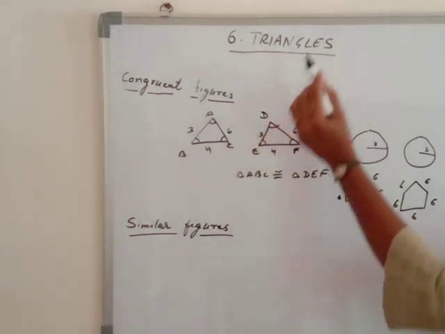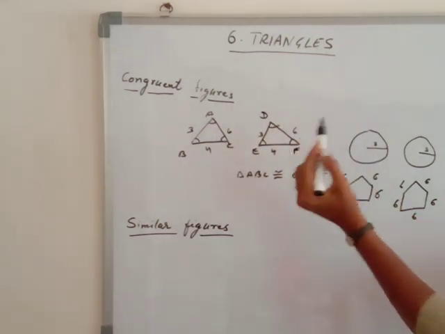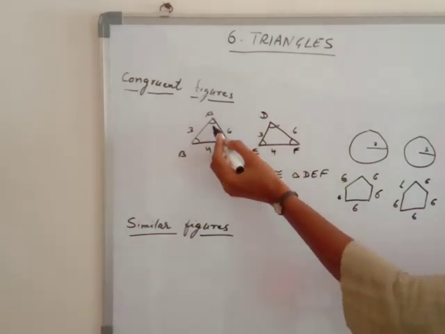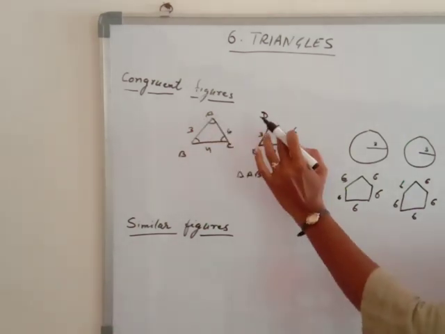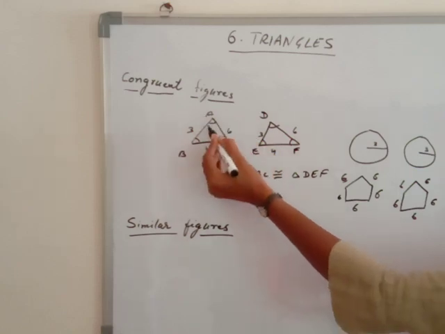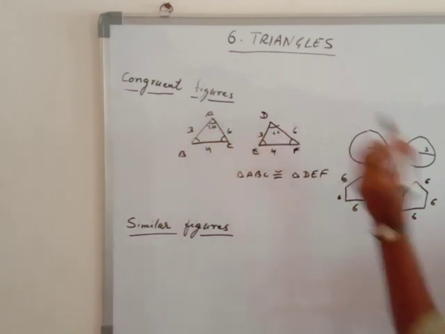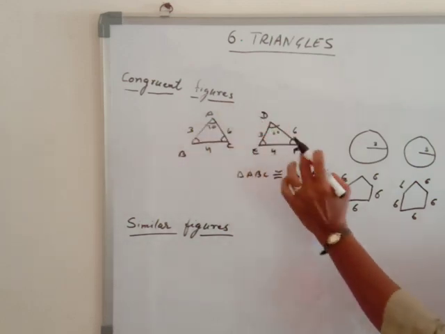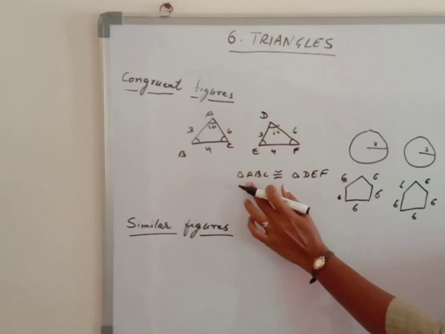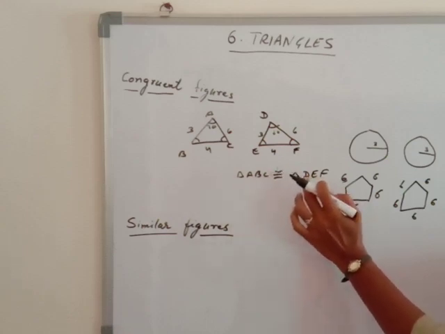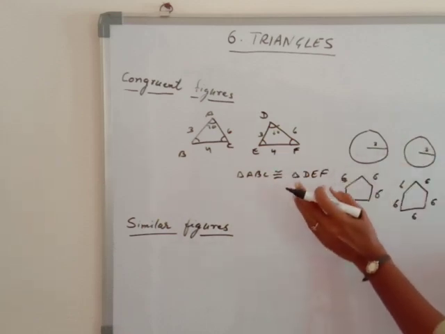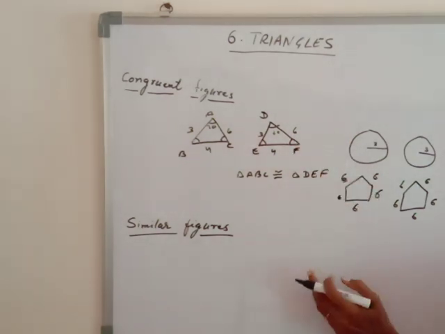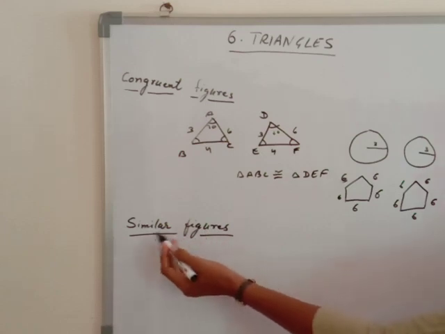But in this chapter we have to learn about the triangles. So congruent triangles means all the three corresponding angles are equal. That means if A is 30 degree, D is also 30. Angle B is equal to angle E. Angle C is equal to angle F. Then we say that triangle ABC is congruent to triangle DEF. And about this congruency, we had learned in 9th standard. Now in this 10th, we have to learn about the similar figures.